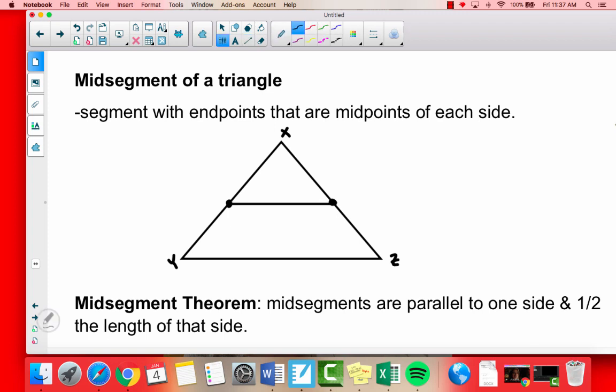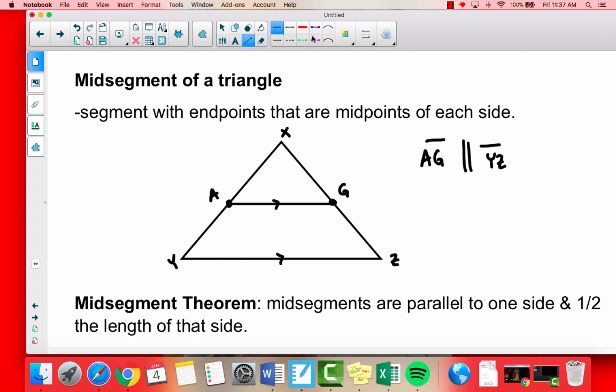All right, and it's important to know that the mid-segment theorem states that mid-segments are parallel to one side. So this here, maybe I call it AG. AG would have to be parallel to YZ. So you could write segment AG is parallel to segment YZ. Now what's cool about a mid-segment of a triangle is that there are actually 3 of them.